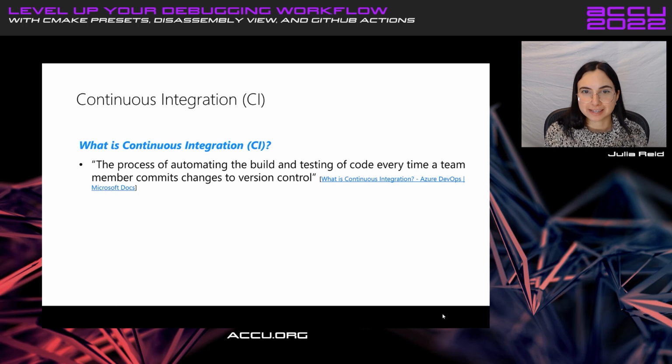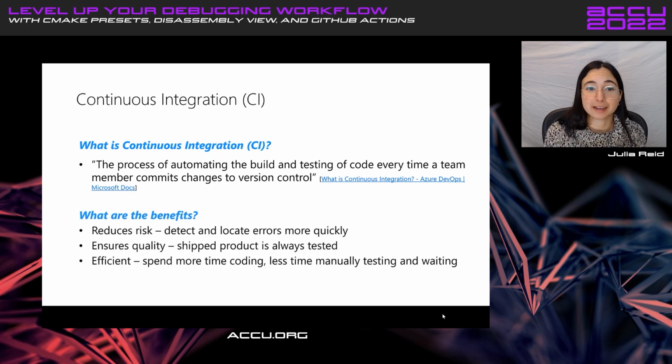But before diving into that, I want to give a brief summary about what continuous integration is and why it's helpful. Continuous integration is the process of automating the build and testing of code every time a team member commits changes to version control. And it has a ton of benefits. To name a few, it reduces risk because you can detect and locate errors more quickly. You can narrow it down to a specific commit to your repository that's all of a sudden causing tests to fail.